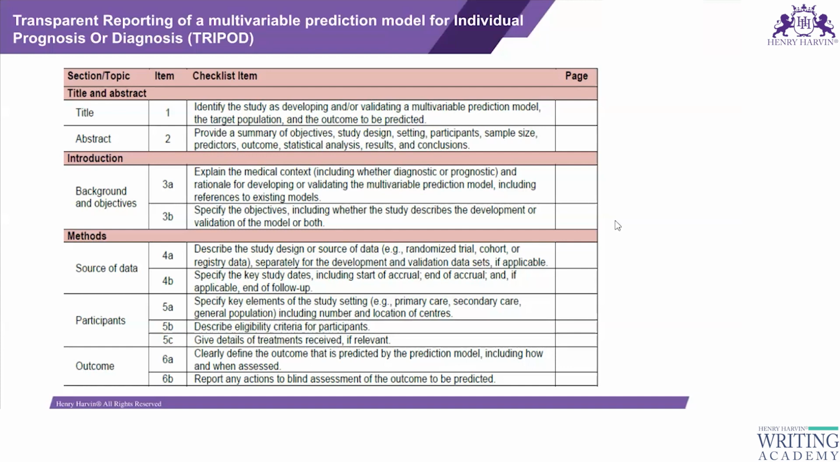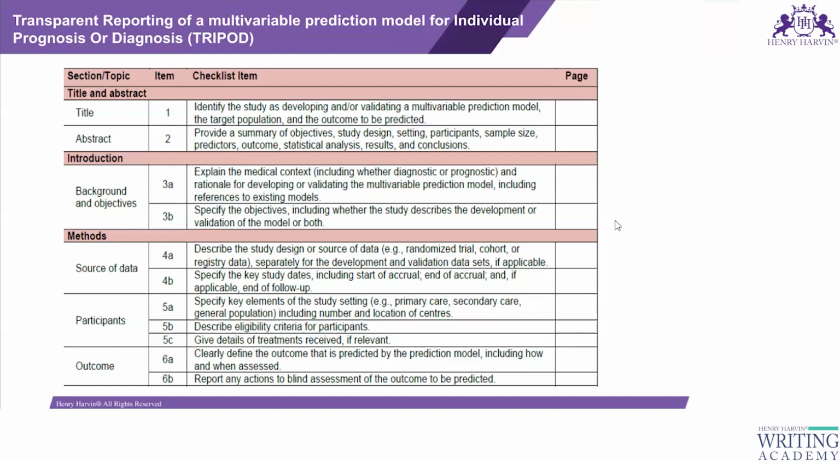Then after that, you have to write about the method. First you have to write about the data, from where the data is collected. Then you have to write about the participants, including the start date of accrual and end of accrual, meaning the date when the patients were recruited in the study and the date when the patient recruitment ended. And then the date when the follow-up ended. Then you have to write about the inclusion and exclusion criteria, that is, the eligibility of the participants to participate in the study where the data was collected.